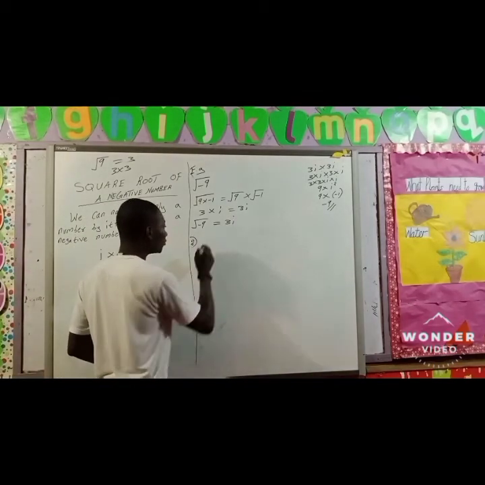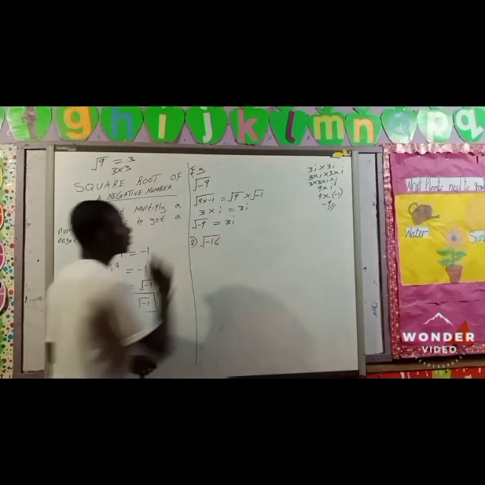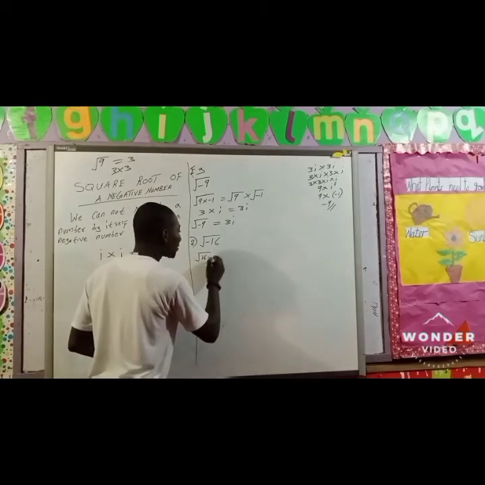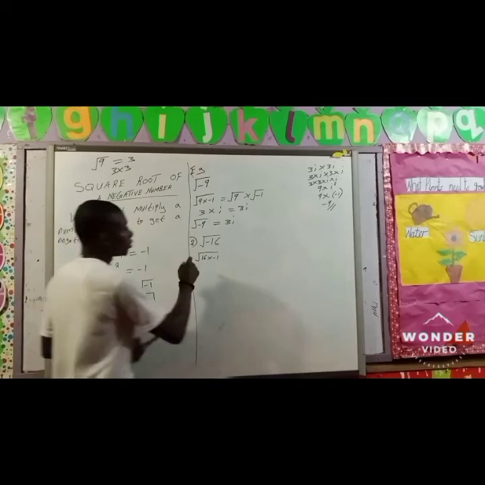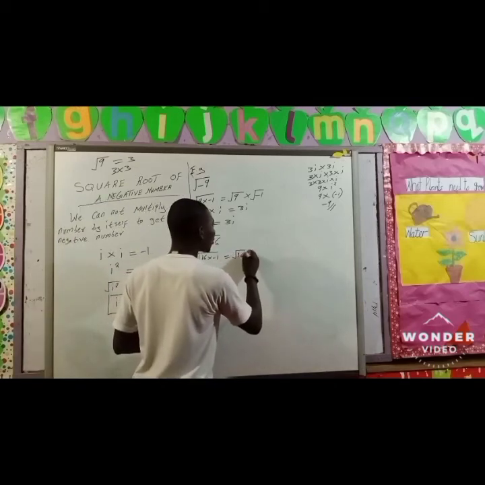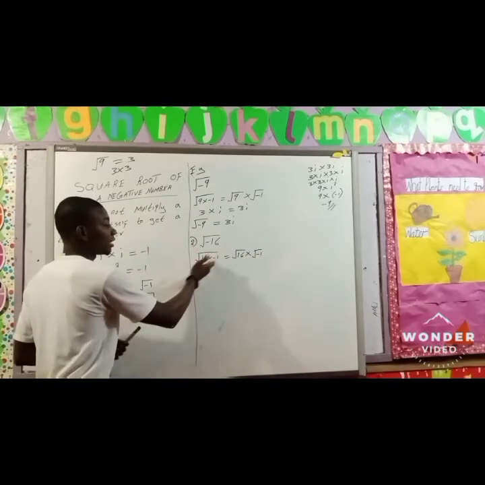Example 2. Find the square root of minus 16. The square root of minus 16 can also be written as the square root of 16 times minus 1. This can also be written as the square root of 16 times the square root of minus 1. From the principle of surds, this can be split like this.